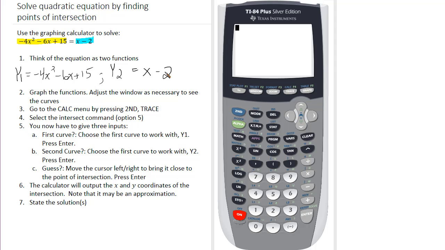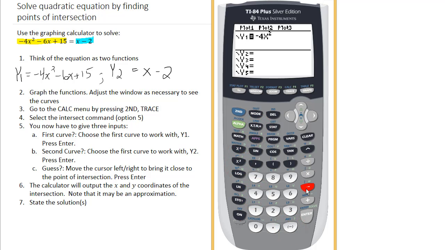And now what I'll do is graph both of these functions on the calculator. So I'll go to the y equals screen, and for my y1, I will type in negative 4x squared minus 6x plus 15. I'll press enter, and for y2, I'll type in x minus 2. I'm going to graph both of these functions simultaneously just by hitting the graph button.